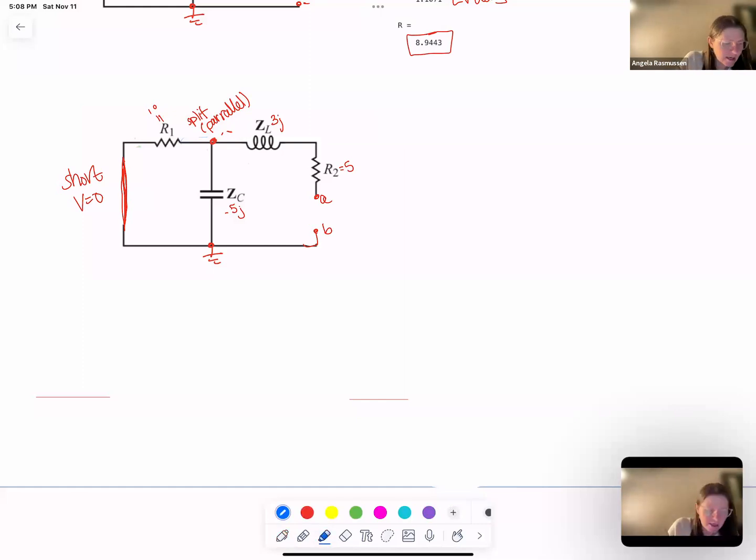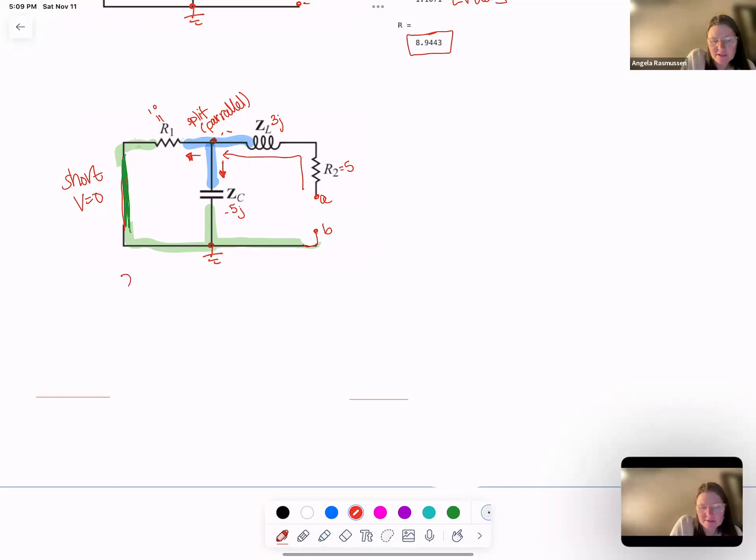If I would like, I can color code the wires and turn that green so it looks better. As I take the pathway, I go through R2 and ZL, and then I hit a location where it's going to split. I come up through here, and then it splits. That split means parallel form, and then it combines again at the green.